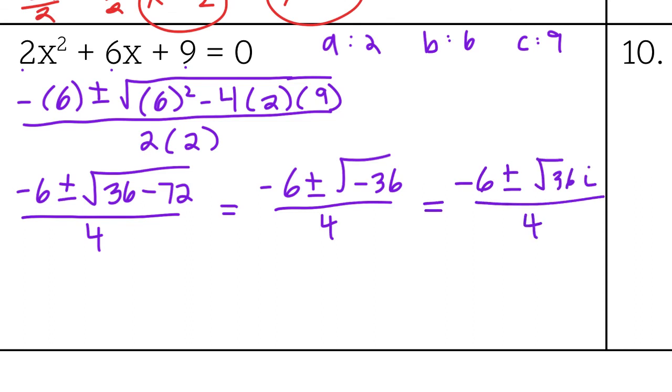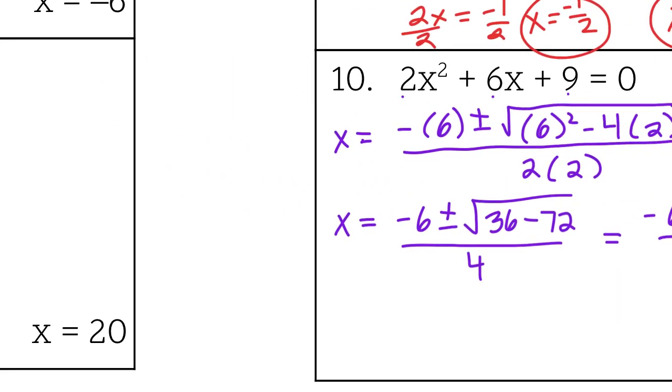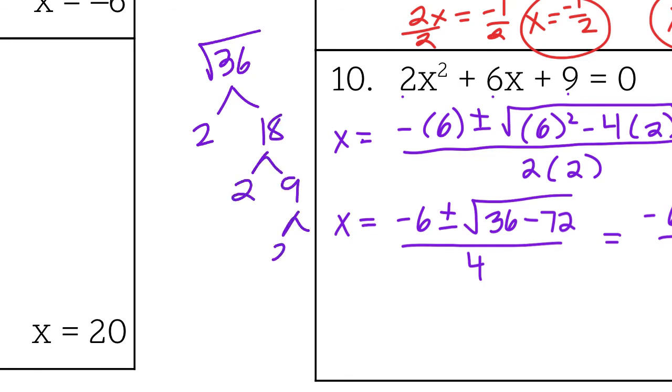So now take a look at that radical that's there. Square root of 36. Can you simplify that? So I'm going to kind of do this off to the side so I don't waste any space. But here's my 36. What can I split it up into? Well, 2 times 18. 18 is 2 times 9. And 9 is 3 times 3. So I have a pair of 3's and a pair of 2's.